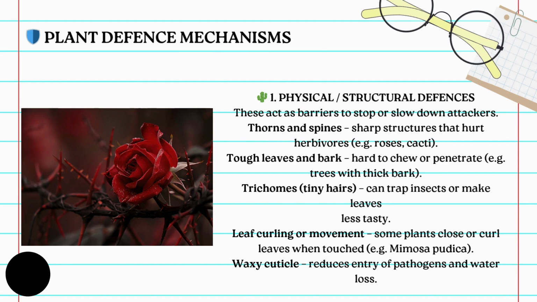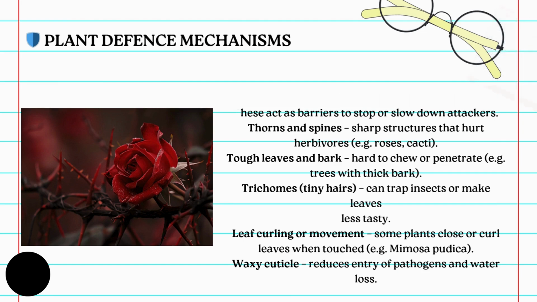They will have tiny hairs. I'm sure you've seen those plants where you touch them and they have little tiny hairs that prick you and really cause some skin irritation. They also help to trap insects, and they make the plants less tasty for animals. There's the leaf curling movement. I'm sure you've seen plants where you touch them and they just get thinner and smaller, and they disappear. Or having waxy cuticles, which help with pathogens and water loss.